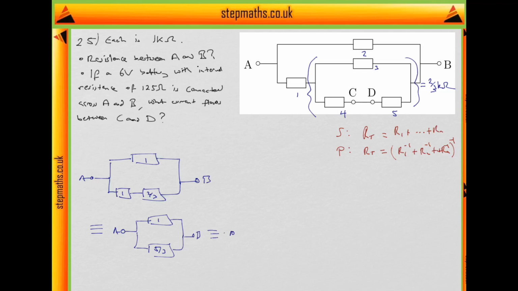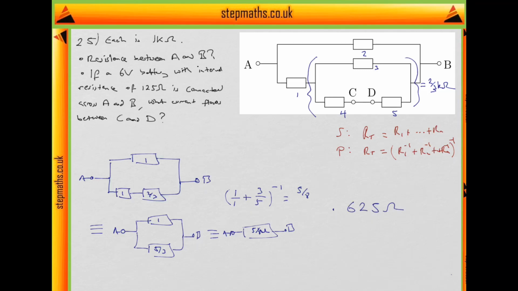So you have A, and then some resistor, and B. So what is this resistance? Well, again, we add in parallel, so it's 1 over 1 plus 1 over 5/3, 3/5, to the minus 1. Well, 1 plus 3/5 is 8/5, and 8/5 to the minus 1 is 5/8. So that is 5/8 of a kilo ohm, which gives us a total resistance between A and B.